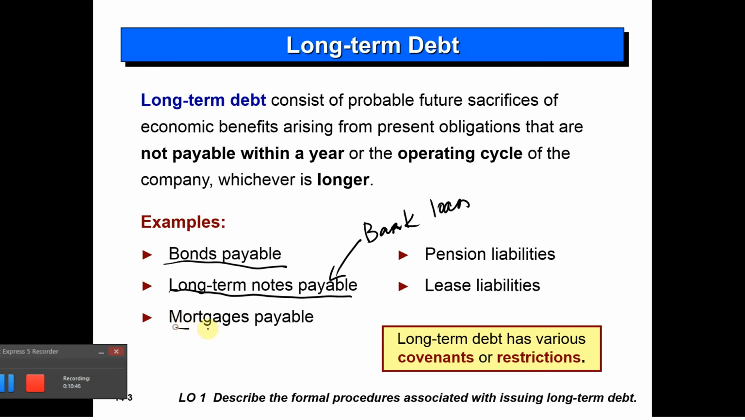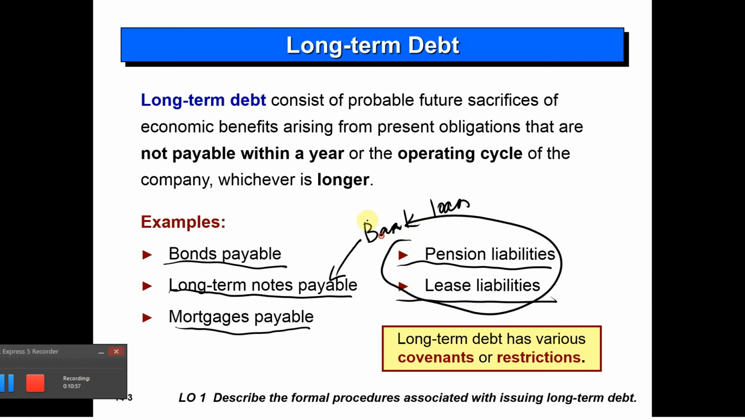The mortgage payable, this term is self-explanatory. Pension liabilities and lease liabilities, those two are quite important. As a matter of fact, we will spend 2 separate chapters talking about those two issues. And those two issues are also heavily tested in CPA exams. So now let's look at this note here in the yellow box.